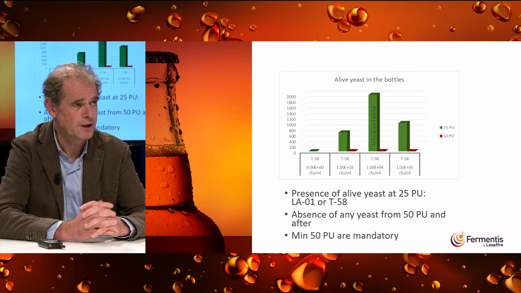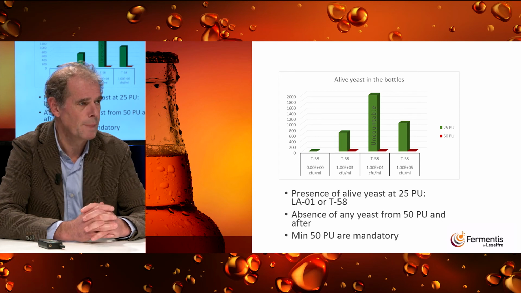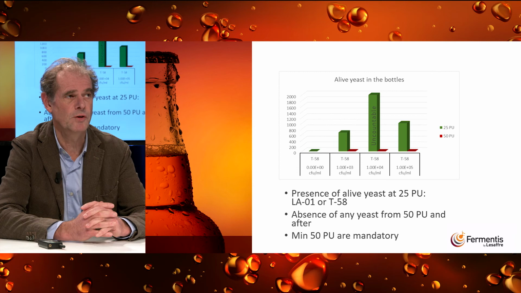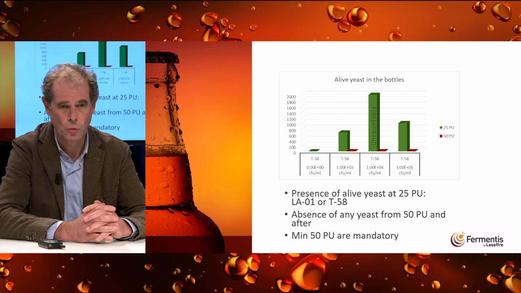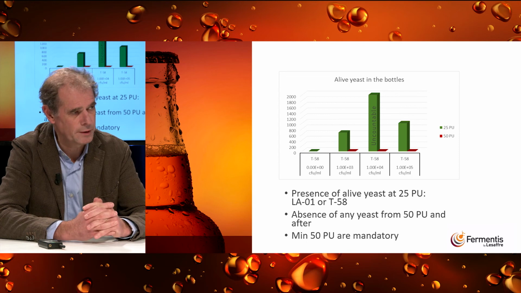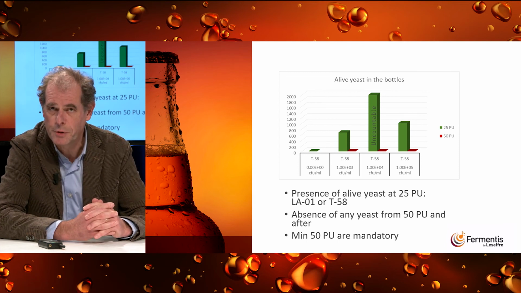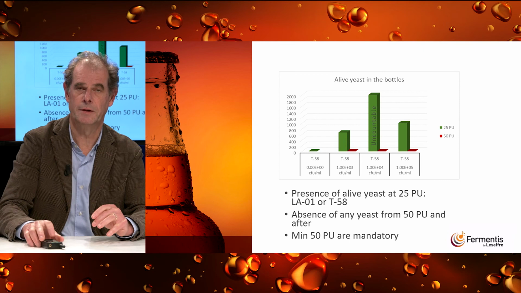And at 50 PU, it completely disappeared. There is no presence of the T58 in this case. So as a recommendation, we can say that a minimum of 50 PU is recommended and mandatory.